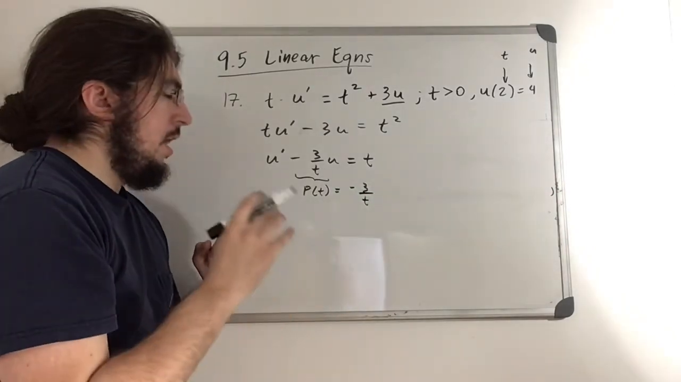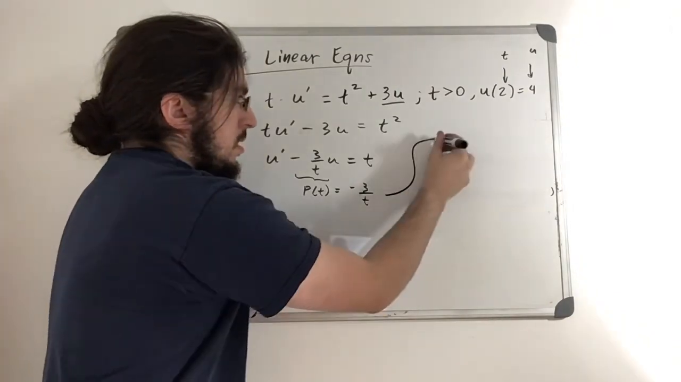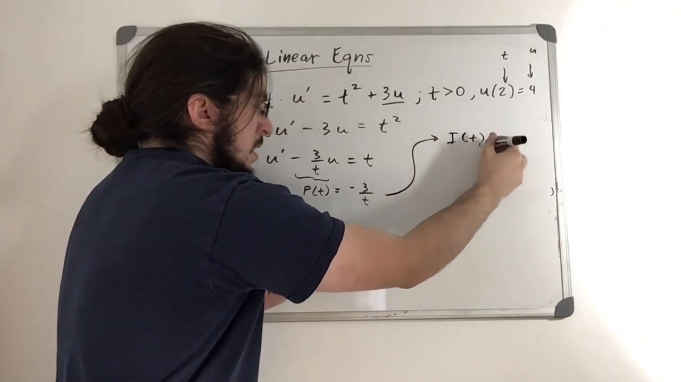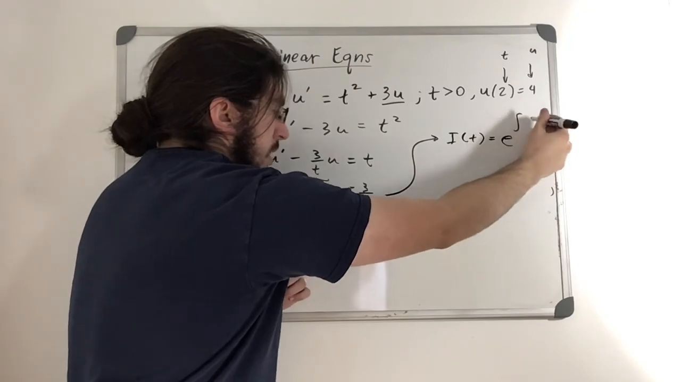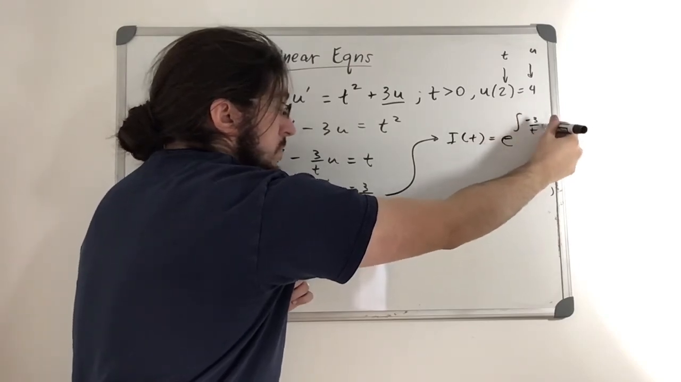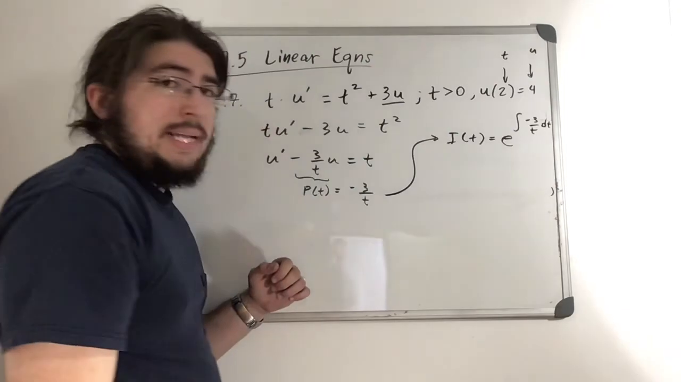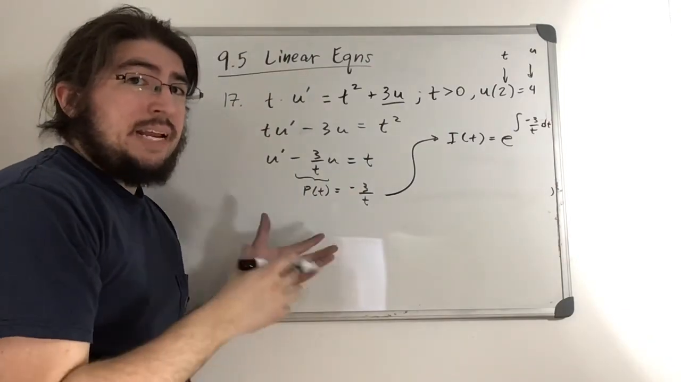Okay? We're going to find I of t. So what's I of t? It's e to the integral of p of t dt. The antiderivative of negative 3 over t is negative 3 ln of t.